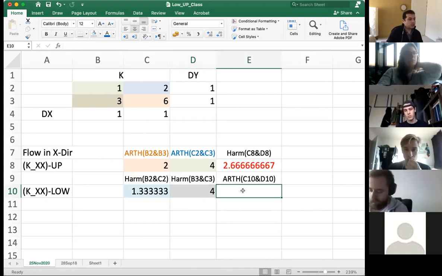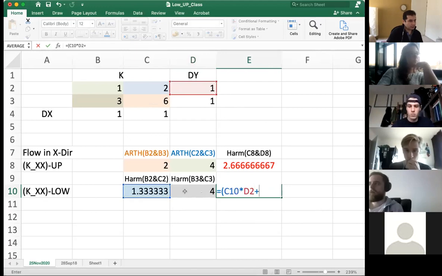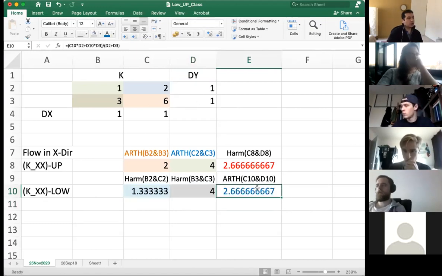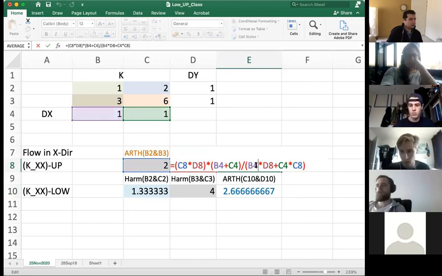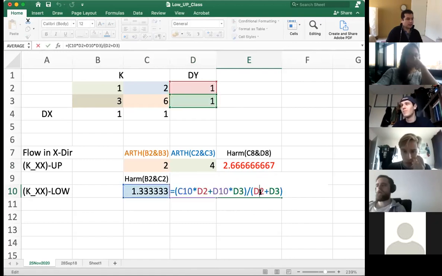Then finally, I need to do the arithmetic average of these two layers. The arithmetic average is easy: the first permeability multiplied by its cross-section area, plus the second permeability multiplied by its cross-section area, because both are n dy, divided by the total cross-section area, which is dy plus d3. That is my total average. Here I did another one, and this is another one. I have found a specific case for which the upper and lower bound are precisely the same. Can you imagine that?